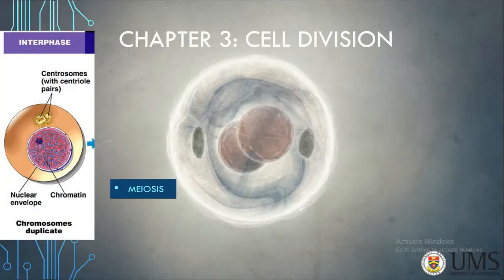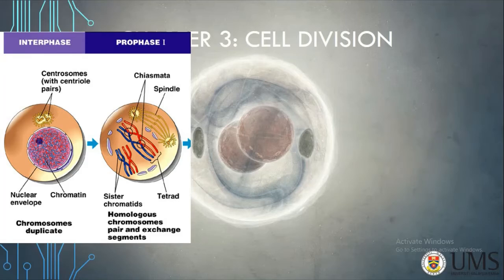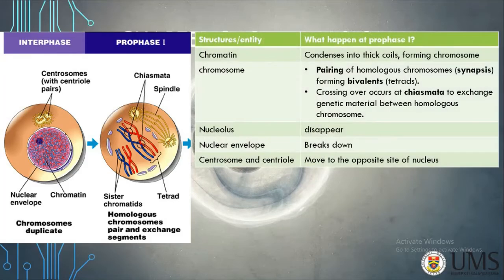So just like mitosis, meiosis also starts after the interphase stage. During interphase, the cell has been prepared to undergo meiosis, and meiosis will start with prophase 1. In meiosis 1, during prophase 1, a number of interesting events occur. The first is that the chromatin will start to condense into thick coils forming chromosomes, the nucleolus will disappear and the nuclear envelope will break down, and the centrosome and centriole will move to opposite sides of the nucleus, which is just the same as the prophase in mitosis.